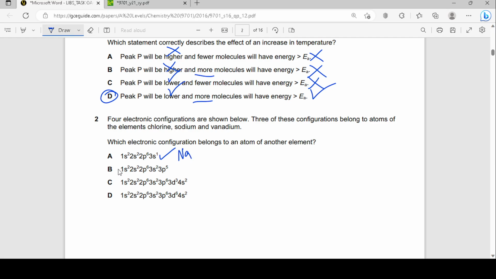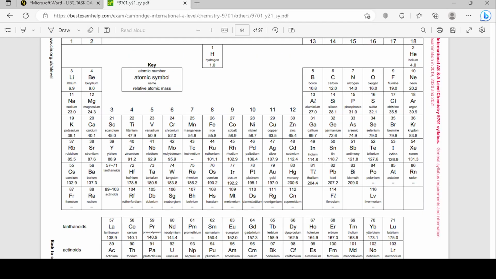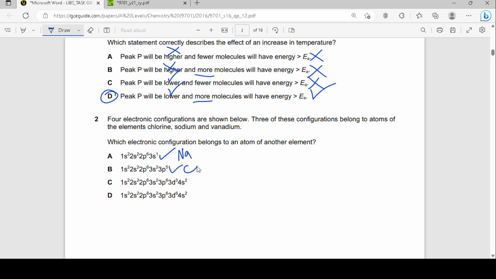Then this next one is 1s2, 2s2, 2p6, 3s2, 3p5. That's chlorine, definitely, because it's in period 3 and group 7. This is the p block, so it ends with 3s2 and then 3p5. So this is chlorine.